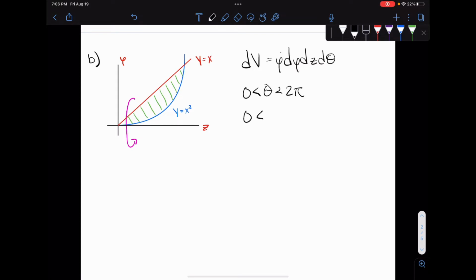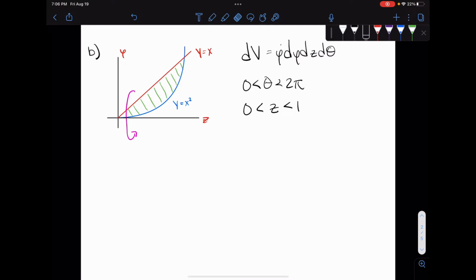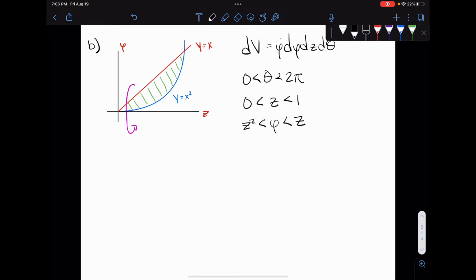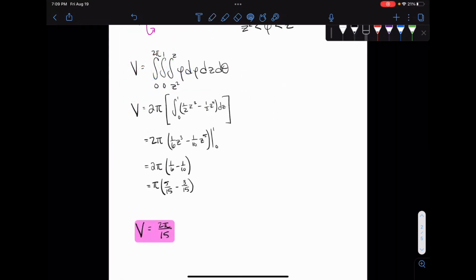So we have z from 0 to 1, and then rho goes from z squared to z. And then when we set up our integral, it's going to be a triple integration of rho dz d theta, with theta from 0 to 2 pi, z from 0 to 1, and rho from z squared to z. Okay, once you solve that integral, you'll find the answer is 2 pi over 15.